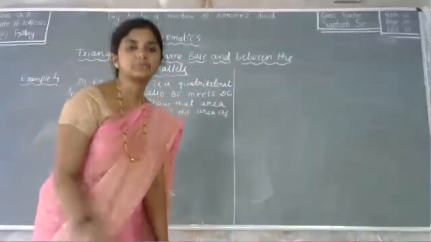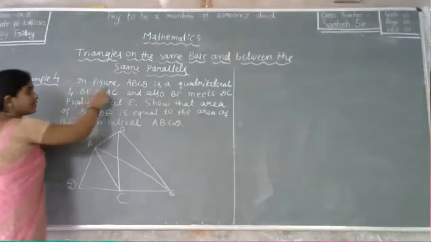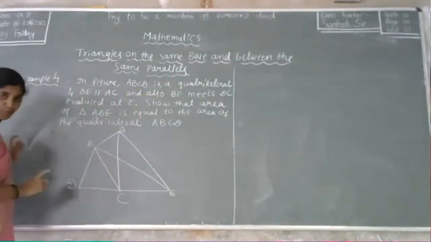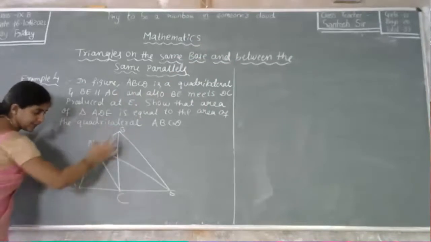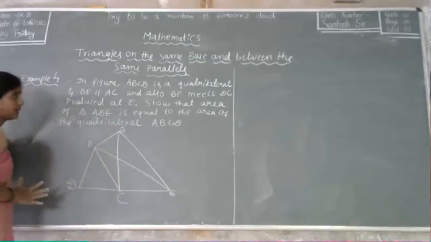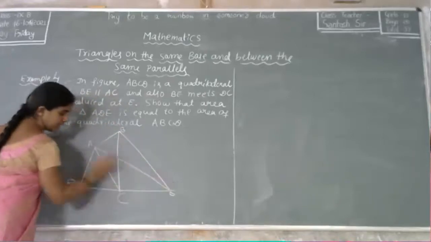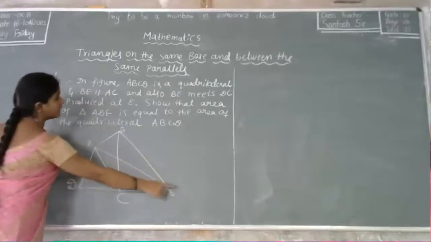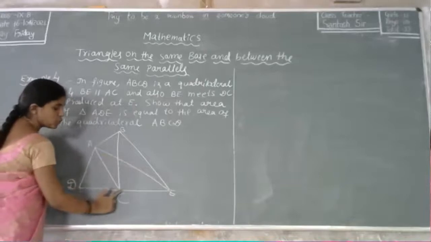Yes. See students, we have one more example problem. The question is like this. In the figure, ABCD is a quadrilateral. Are you observing the ABCD quadrilateral? ABCD is a quadrilateral. BE is parallel to AC. And also BE meets DC produced up to E.